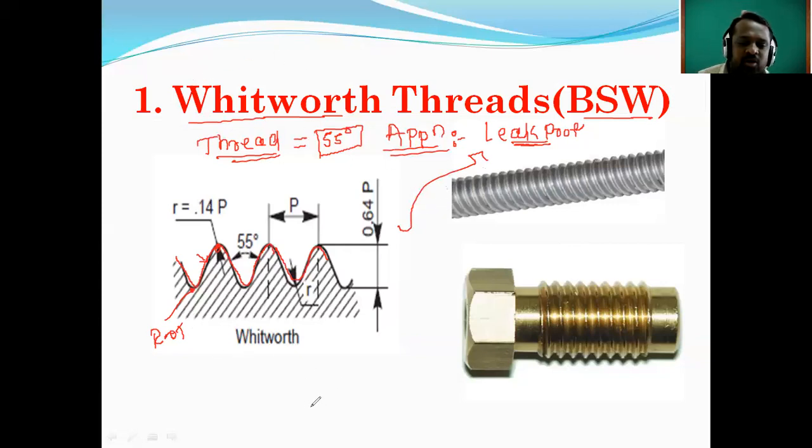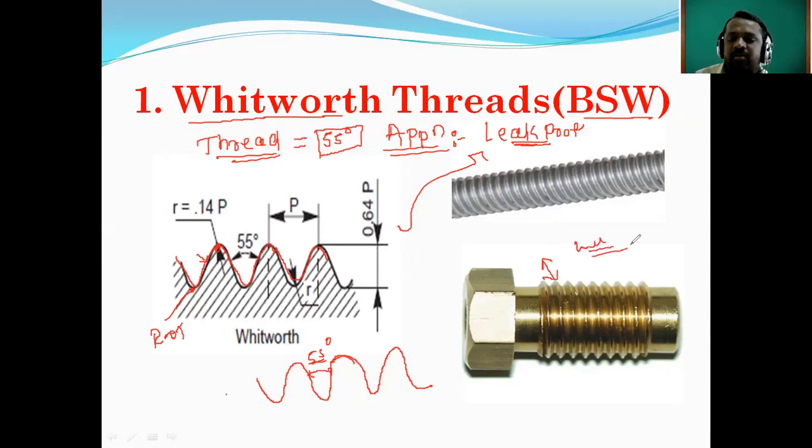You should also know how to draw the profile. The profile of the Whitworth thread looks like this. Simple, you just have to draw the profile like this, and you should know the angle between the threads, which is 55 degrees. So it is called the Whitworth thread. This is the practical application: such a nut and bolt we can use where leak proof is required.